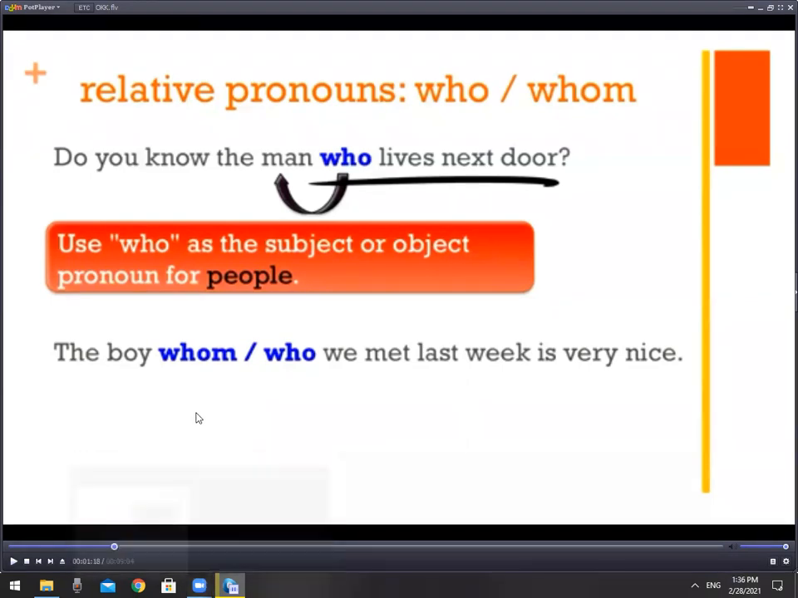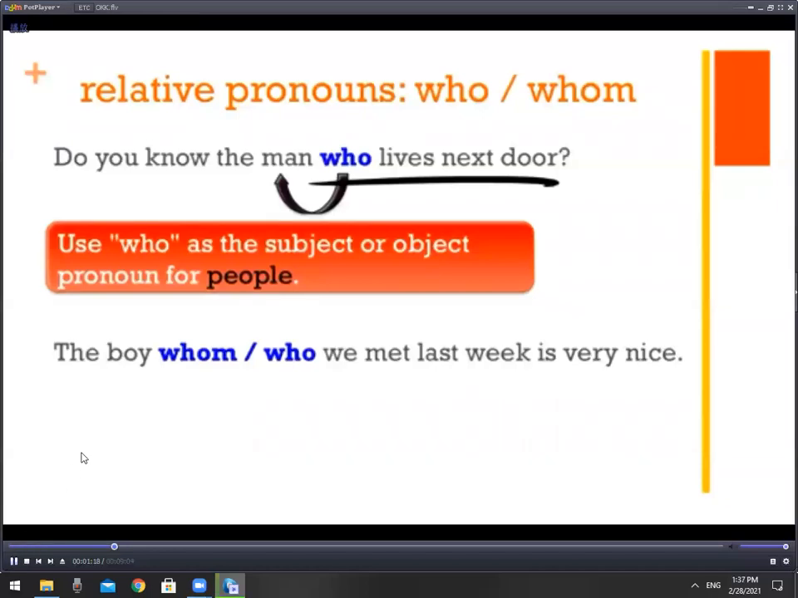Who for people? Whom for things? No, both of them are for people. Who is for people, for persons, as subject and object too, but whom is for people as an object only. The boy whom we met. Here the boy is an object. So we prefer to use whom. So you can use whom or who, but whom only for people as an object, okay?